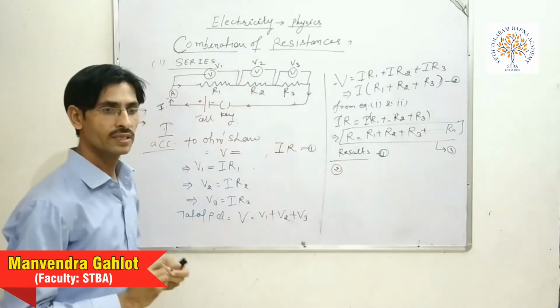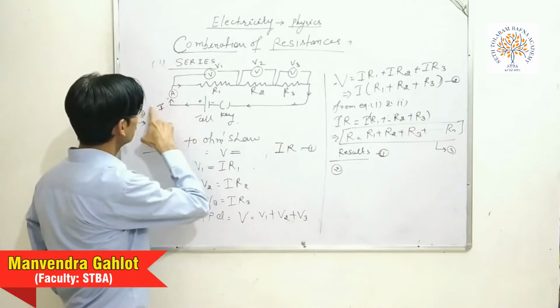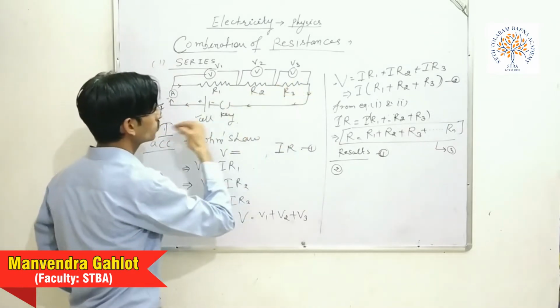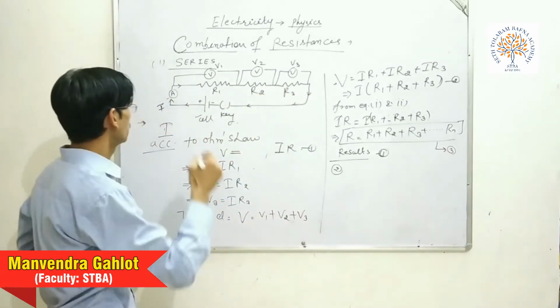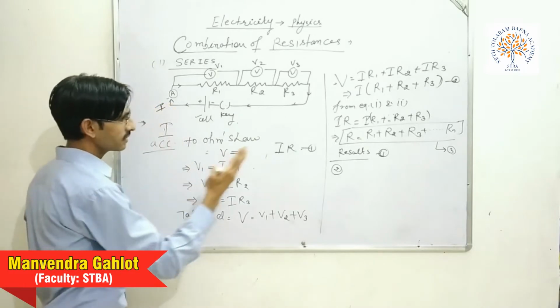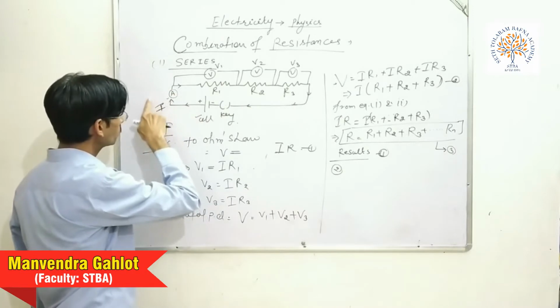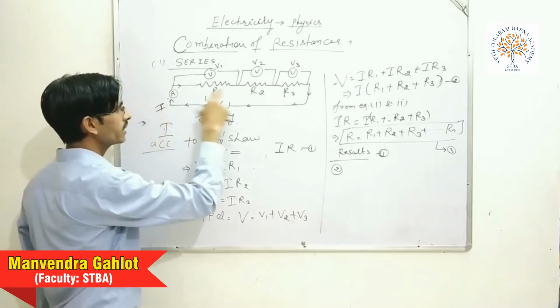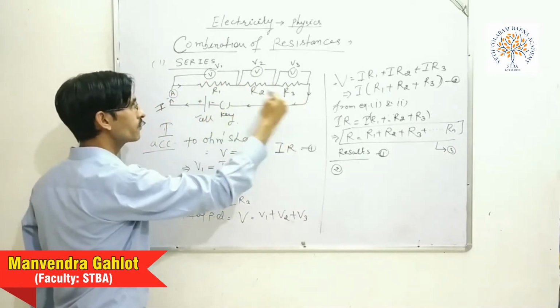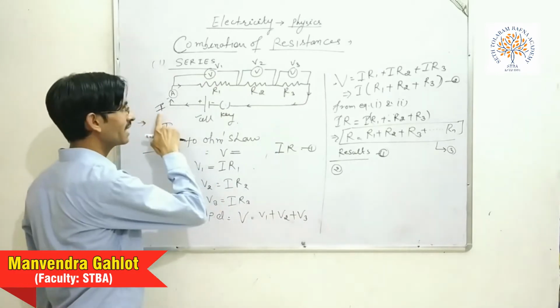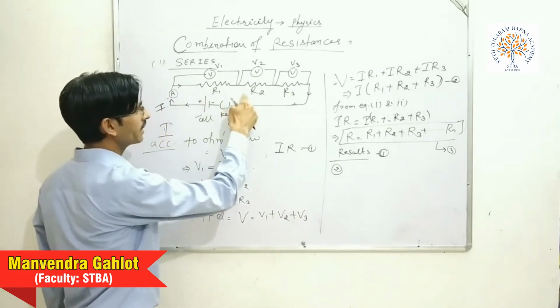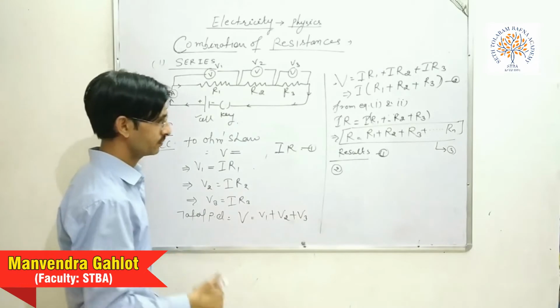Second result: in series combination, the current remains the same through different resistors. I repeat that in series combination, the amount of current I remains the same through different resistors, such as I passing through R1, R2 and R3.